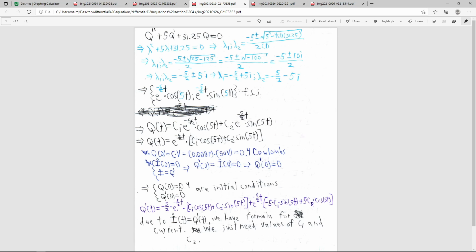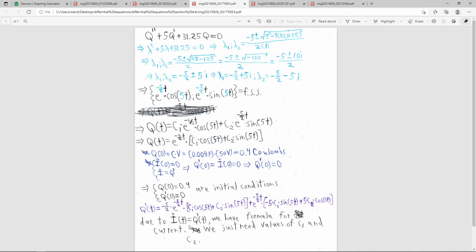So initial conditions here laid out. And Q prime of t, we solve it. I put it in this format here, so we can easily solve it. So it's a product rule. This can be solved, we can take derivative of that times this, and then derivative of this times that. So distribute negative 5 halves times e to negative 5 halves t times this unchanged, plus e to negative 5 halves t times, well, you take negative 5, so it's negative 5 times c1 times sine of 5t plus 5 times c2 times cosine of 5t.